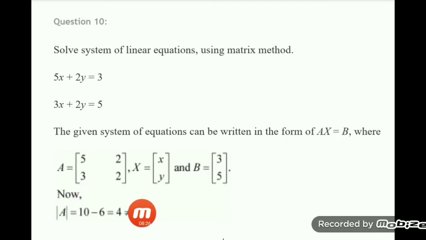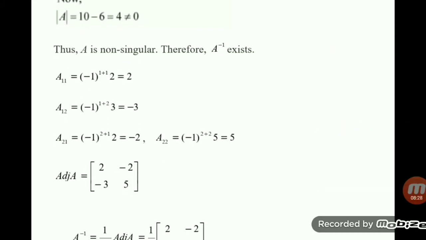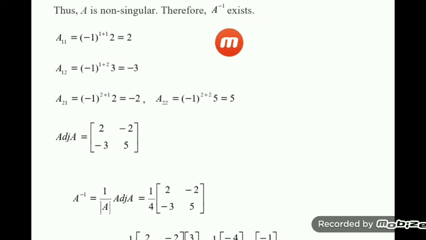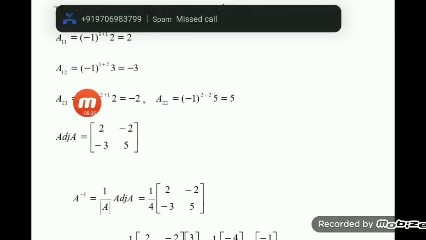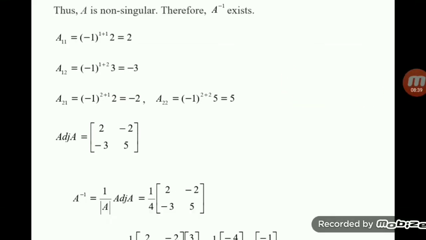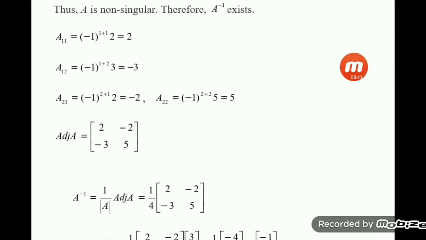Since the determinant of A is not equal to 0, we can find out that the inverse exists. We are getting all these cofactors. Okay, we have calculated all the adjoint values, and then we write down the adjoint of A.